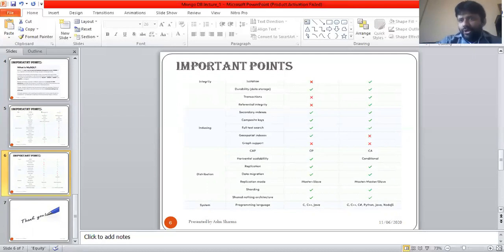Next one is distribution. Replication and data migration are in both of them. Replication mode is master-slave in both. So this is all about the nodes we have when we talk about the framework of different databases, and shared-nothing architecture is in both. Finally, the system programming language: C, C++, Java with MongoDB, and there is also Python, and for MySQL C, C++, C Sharp, Python, Java, and Node.js.